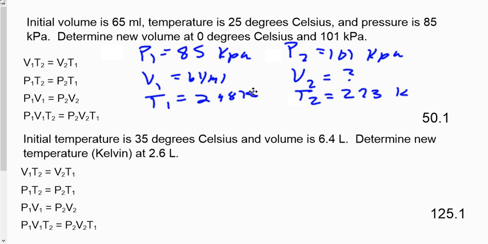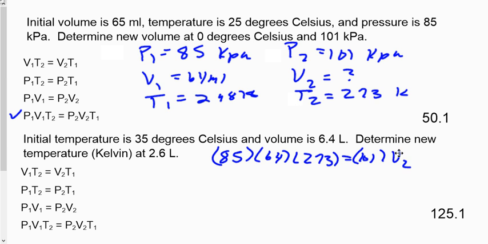All right, so we're going to set this one up. It looks like, again, a combined gas law. So let's go ahead and set that up. I don't have much room this time, so I'll put it here, and then I can extend the other question down there. So it'll be 85 times my volume 1 of 64 times my temperature 2 of 273 equals 101 multiplied by volume 2, which is our variable we're trying to find, multiplied by 298.